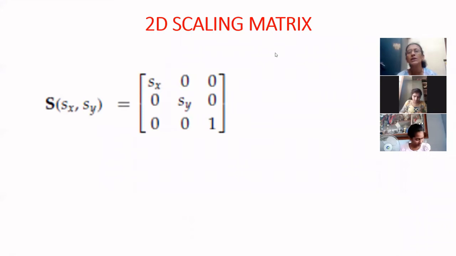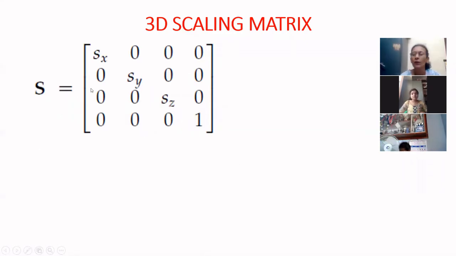First, we have already seen the 2D scaling matrix, that is S equal to Sx 0 0, 0 Sy 0, 0 0 1. The same 2D scaling is extended to 3D, that is a component for Z is added. So the 3D scaling matrix is like this. S equal to Sx 0 0 0, 0 Sy 0 0, 0 0 Sz 0, 0 0 0 1.